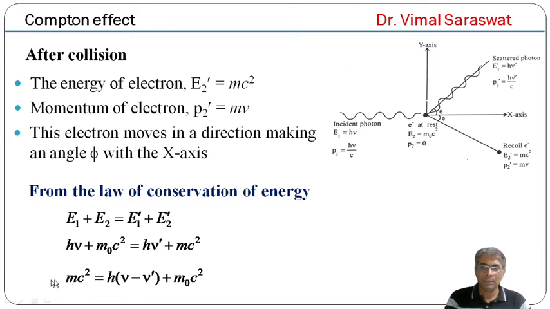Now if we transfer h nu dash from here to here, then mc square equal to h into nu minus nu dash plus m naught c square as it is.